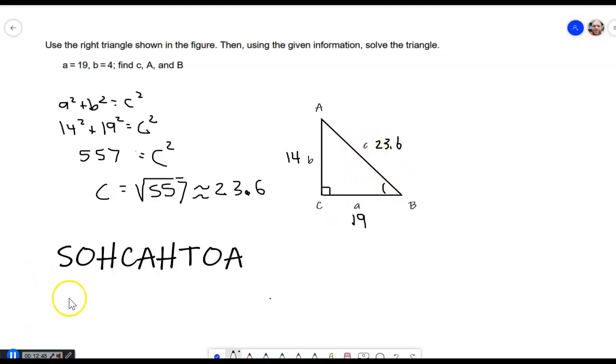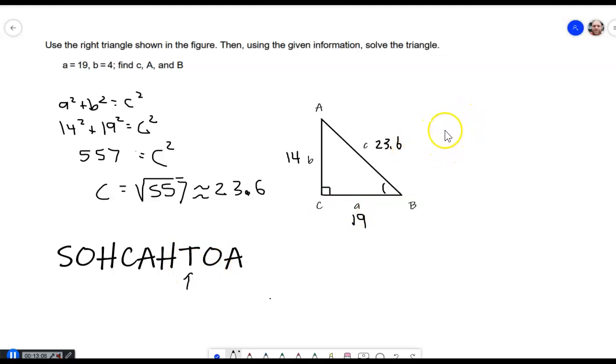So which of these three trig functions uses the opposite and the adjacent? Remember, the opposite will be the side that's not touching the angle that we're talking about, and the adjacent side will be the side that is touching it, that is not the hypotenuse. So that would be the tangent function. That would be this one right here.